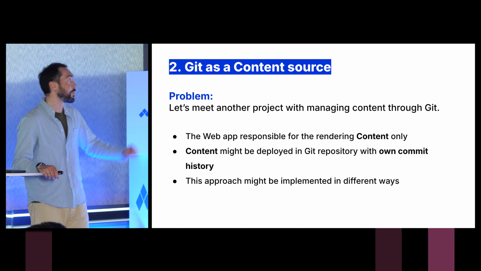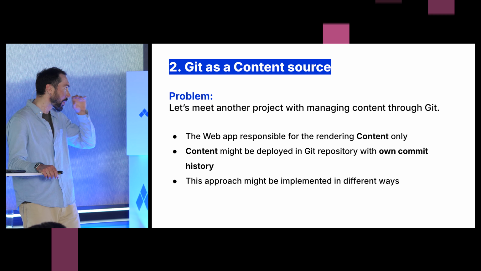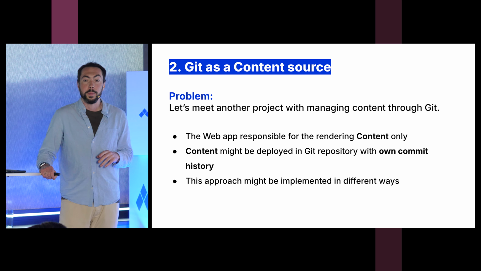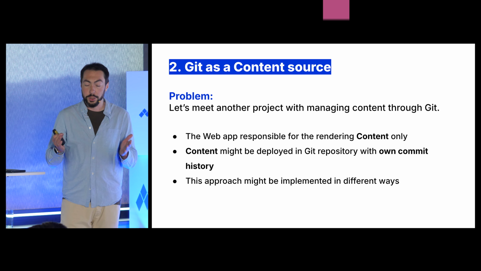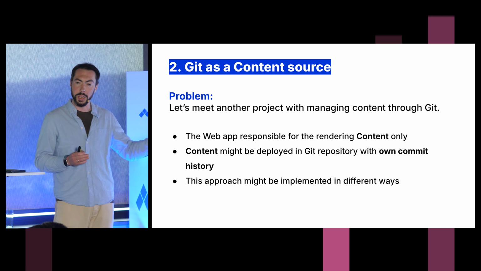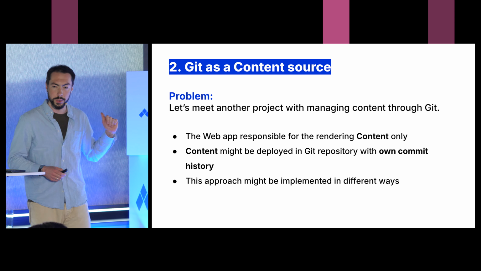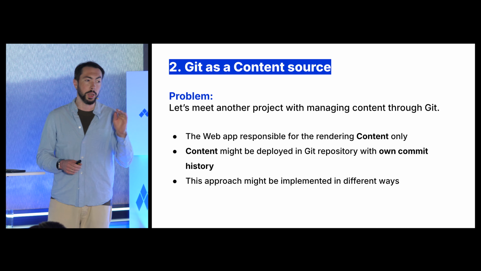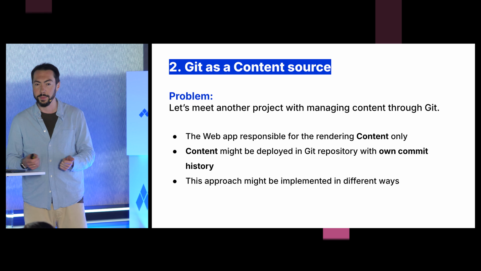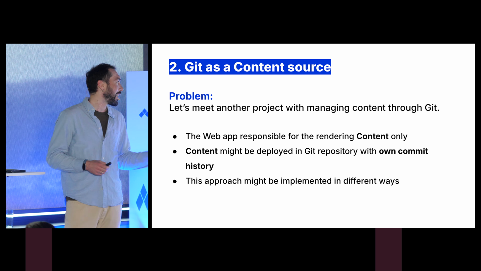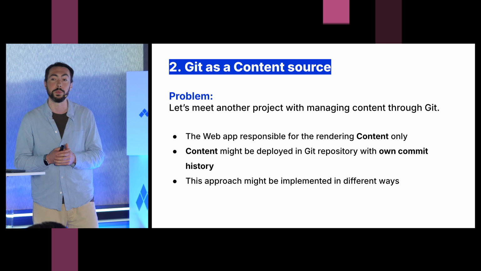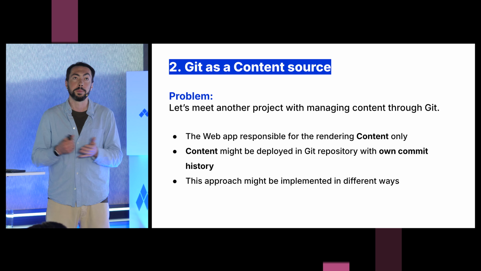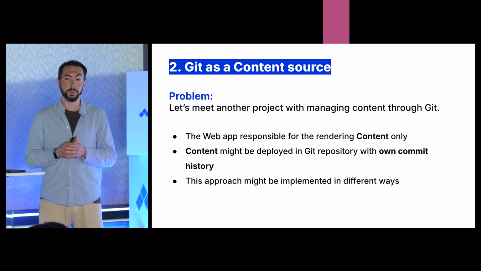The second topic: Git as a content source. One of the cases where we can store our content on Git is our previous project. The second project is a project of our colleagues. I stole it, and this is a project for our main product.